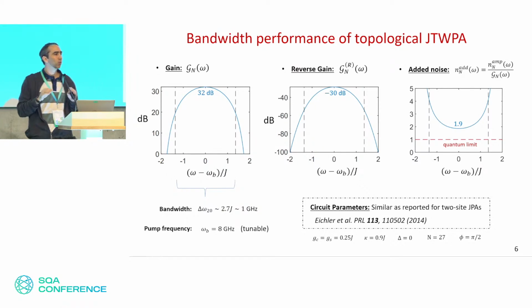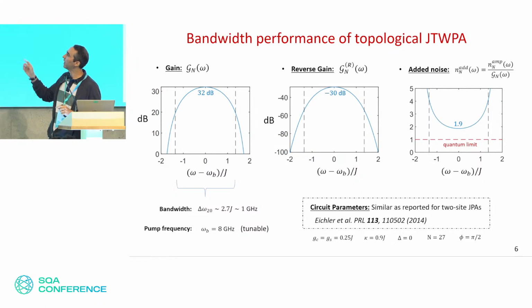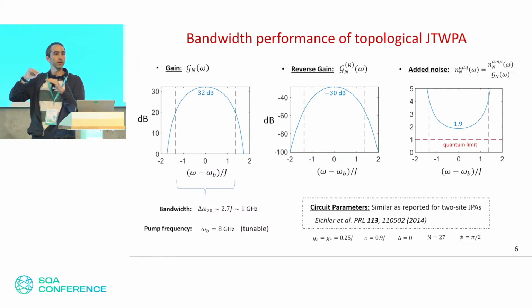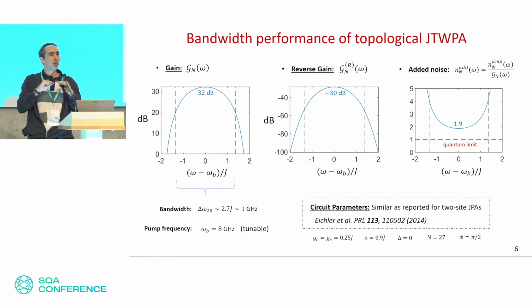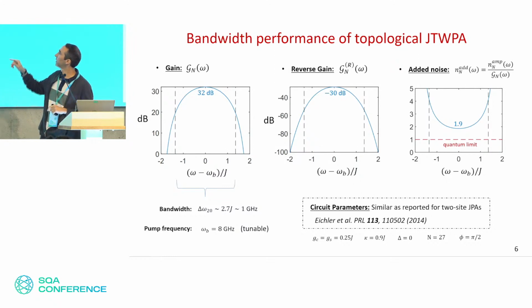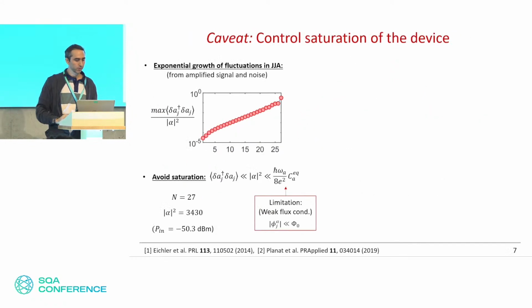And here I take the pump to be at 8 gigahertz, but this can also be tunable by flux if I replace all the JJs by SQUIDs, for instance. And reverse gain is maximum minus 30 dB, but can be even lower if you are away from the pump. And added noise is close to the quantum limit. Here I take the convention of the quantum limit at 1, so this means close to the pump it is only 0.9 photons above the quantum limit. So this is more or less the nice performance of the device.